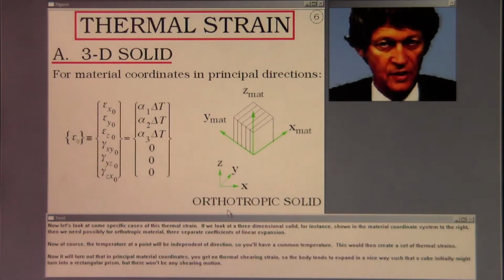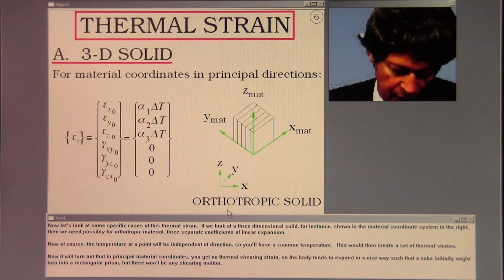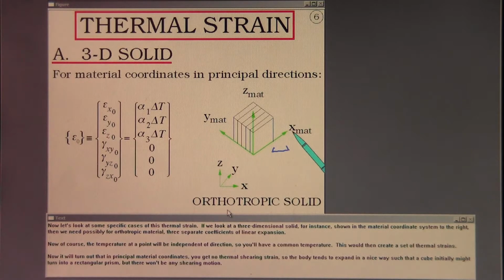Now let's look at some specific cases of this thermal strain. If we look at a three-dimensional solid, for instance, shown in the material coordinate system to the right, then we need possibly, for orthotropic material, 3 separate coefficients of linear expansion. Now, of course, the temperature at a point will be independent of direction, so you'll have a common temperature. This would then create a set of thermal strains.